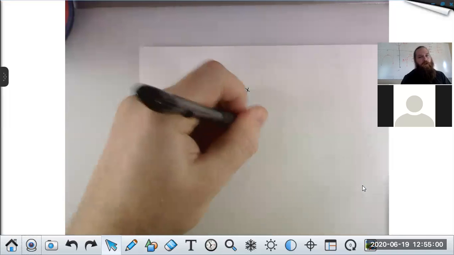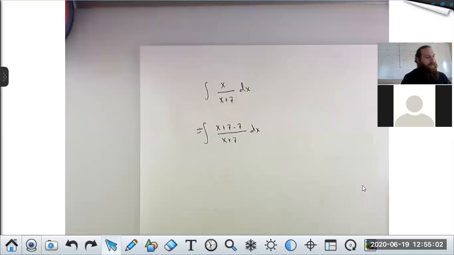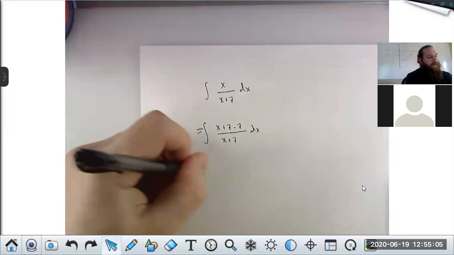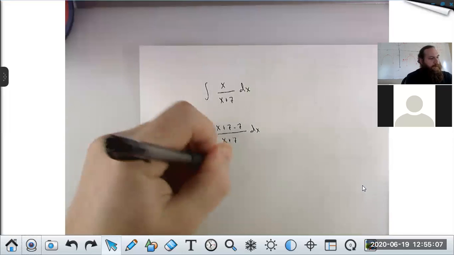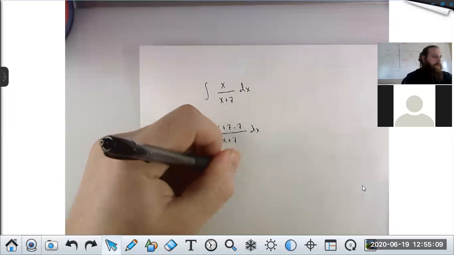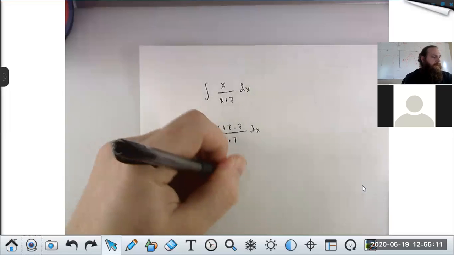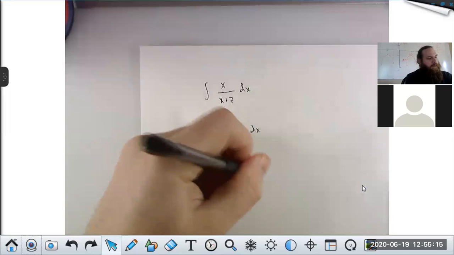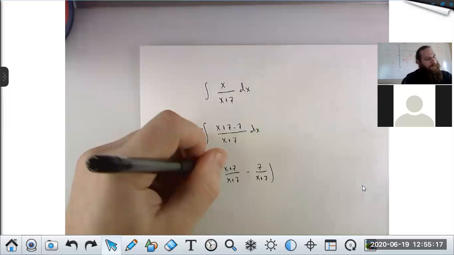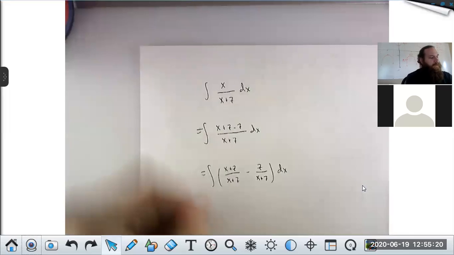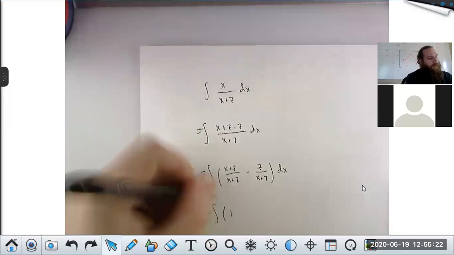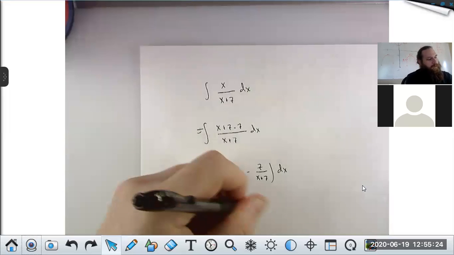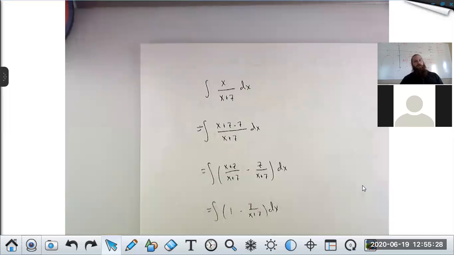This is totally kosher. I just added 0 to the numerator. And now if you regroup, that's x plus 7 over x plus 7 minus 7 over x plus 7 dx, which is 1 minus 7 over x plus 7. So you can get there faster using this add and subtract trick.